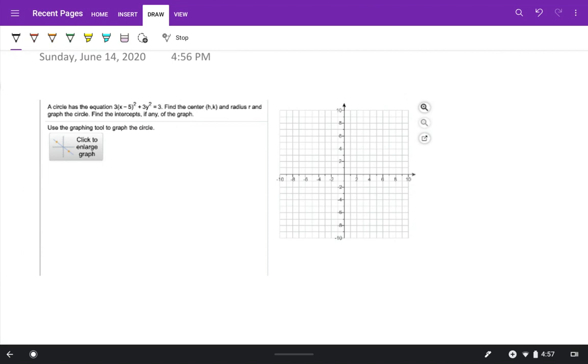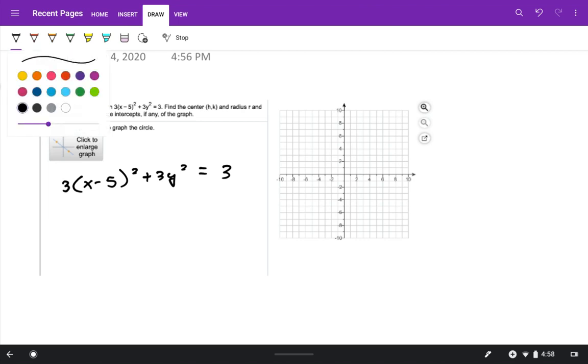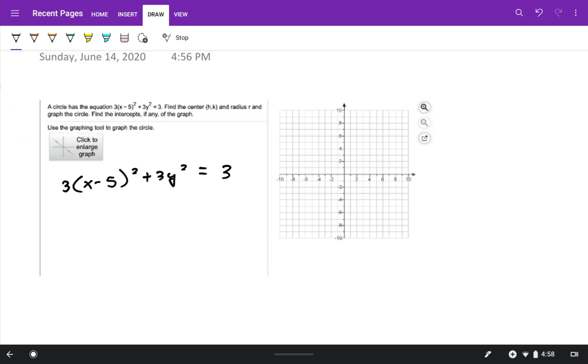So first of all, the equation which they give you, which is 3(x minus 5) squared plus 3y squared equals 3. This is not the standard form yet. To have a standard form, you should not have any coefficient in front of the parentheses. So to get to the standard form, you should divide all by 3.